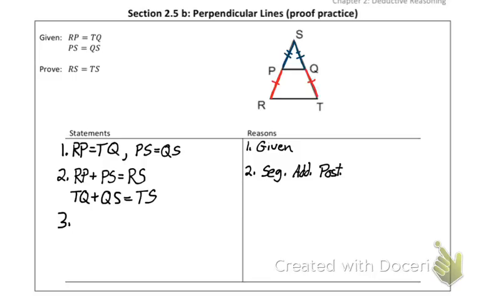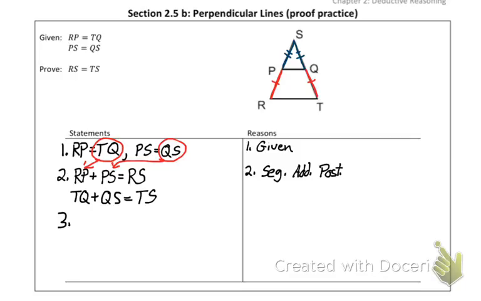Anyone have an idea of what we could do next? Grace? You could use substitution to prove it. Oh, we could absolutely use substitution. Because RP equals TQ and PS equals QS, so then you know RS could equal TS. So the last step is the proven step, RS equals TS because of substitution. So what Grace is saying, and I'll highlight it, is since I know that RP equals TQ, how about I replace RP with TQ? And I know QS equals PS, so why not substitute QS there? And we'll see what that looks like.